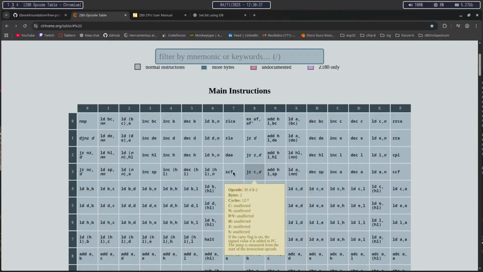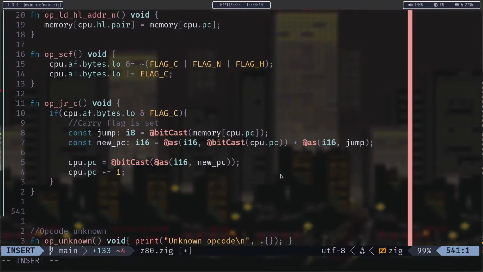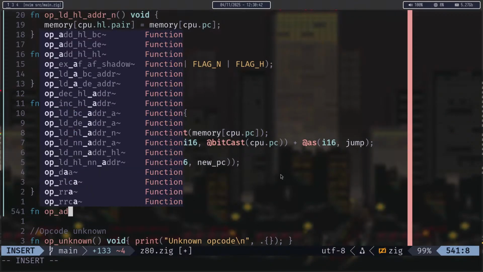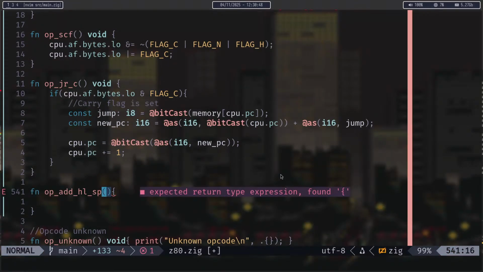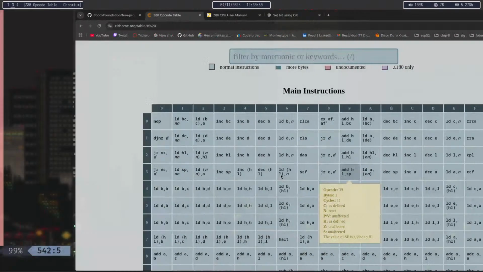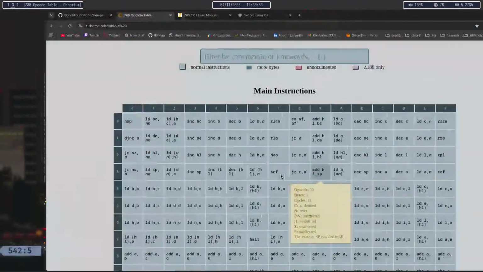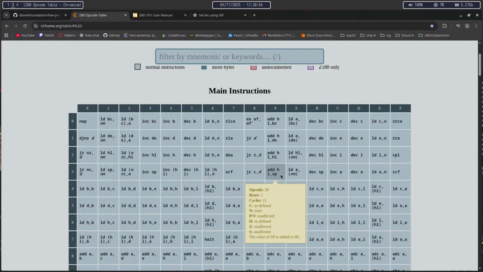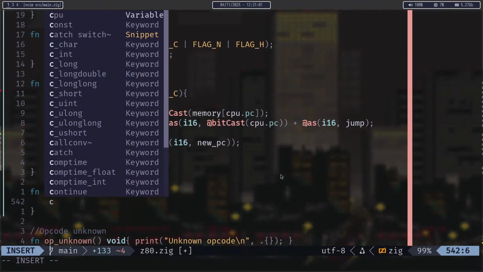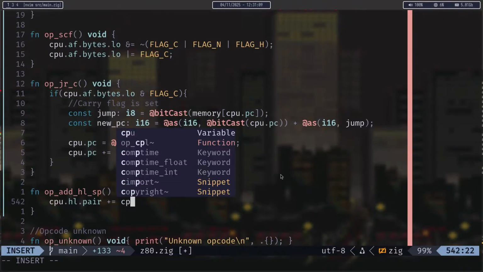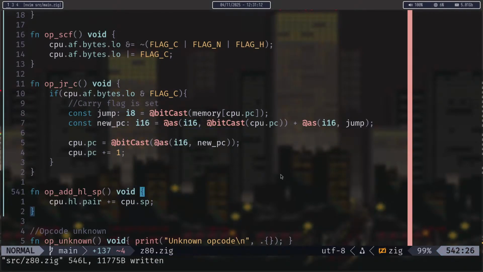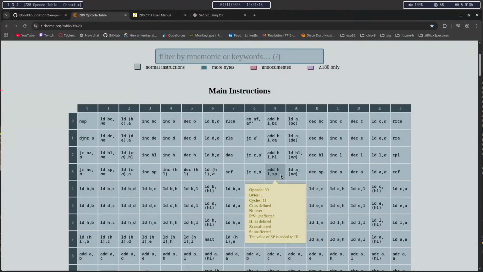So which one's next? This is done. Add HL SP. Add HL SP. It's kind of insane. I need to give it a return type. As defined. The value of SP is added to HL. Okay, so CPU added cell pair equals. This is 1 byte. All right.